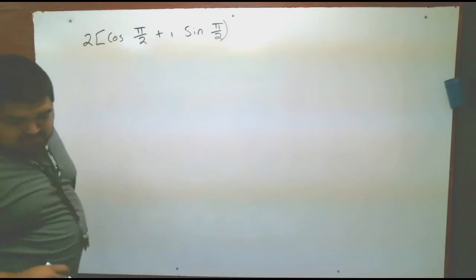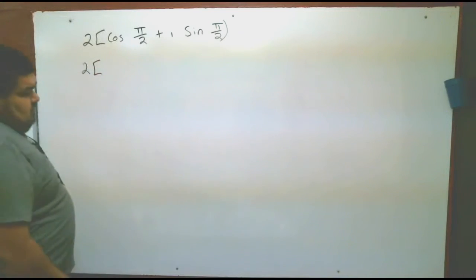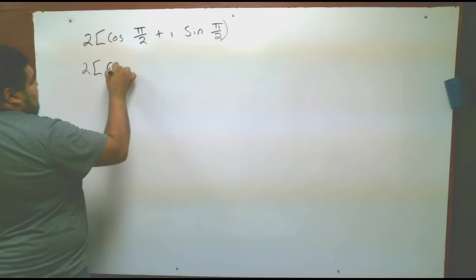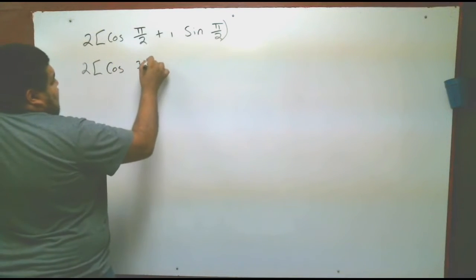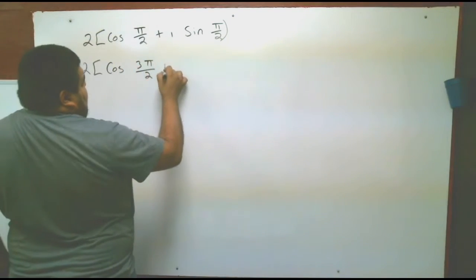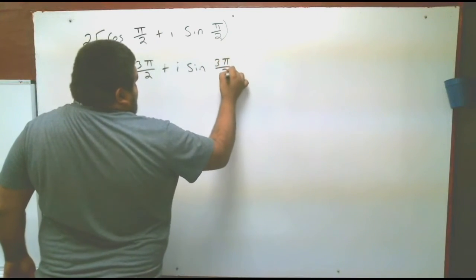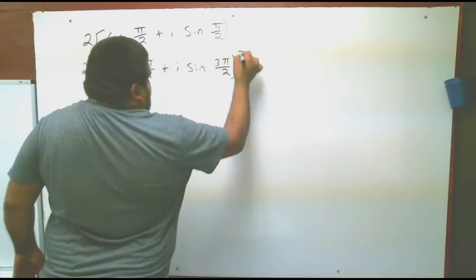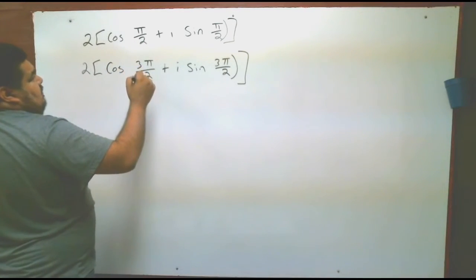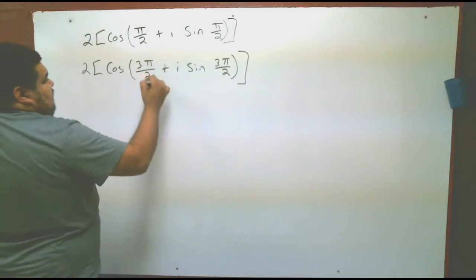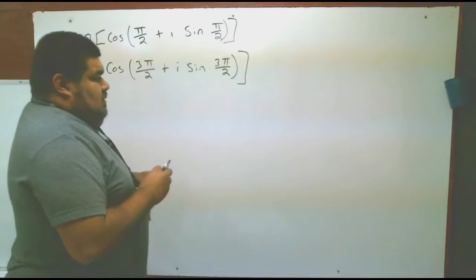And then the other one is another 2 cosine of 3 pi over 2 plus i sine of 3 pi over 2. Okay? Alright.